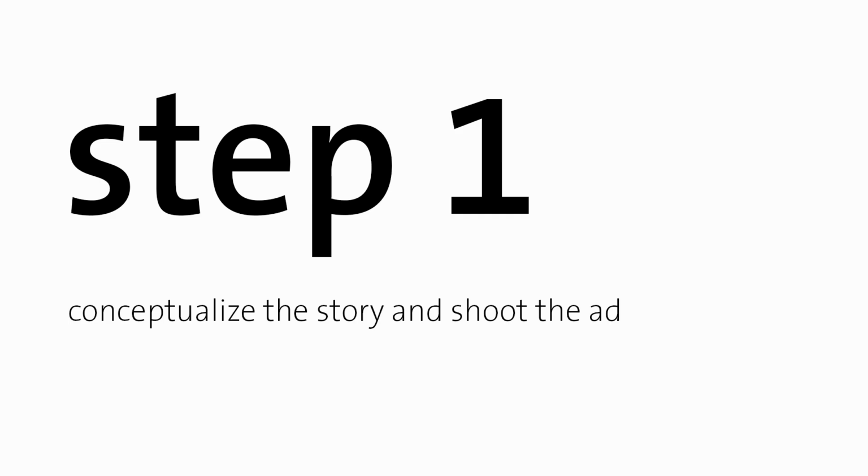Step 1. Conceptualizing the story and shooting the ad. I knew I wanted it to be simple and short, between 30 and 60 seconds. So back to the basics: establish the location, the character, the conflict, the solution. Like many of my ideas, this one came to me during a long sleepless night.